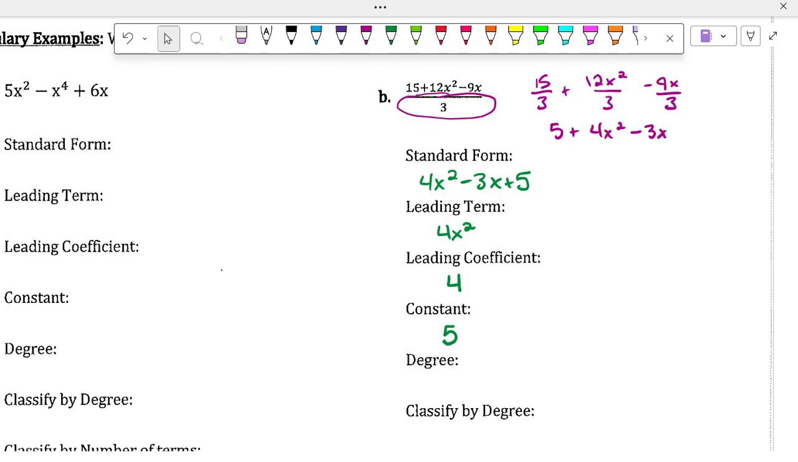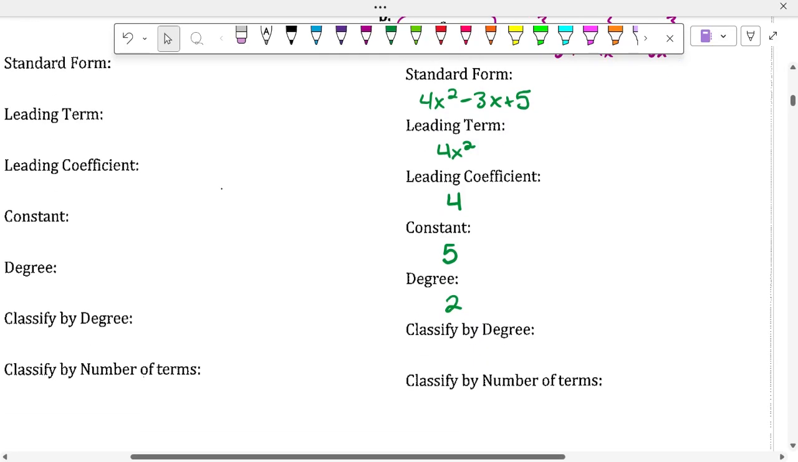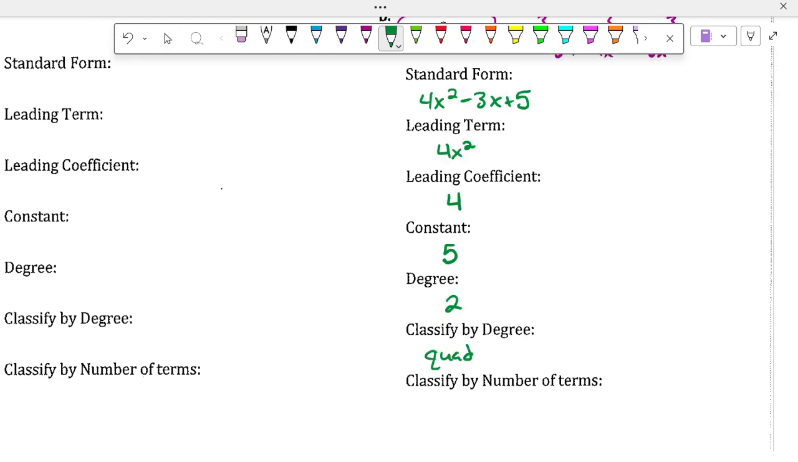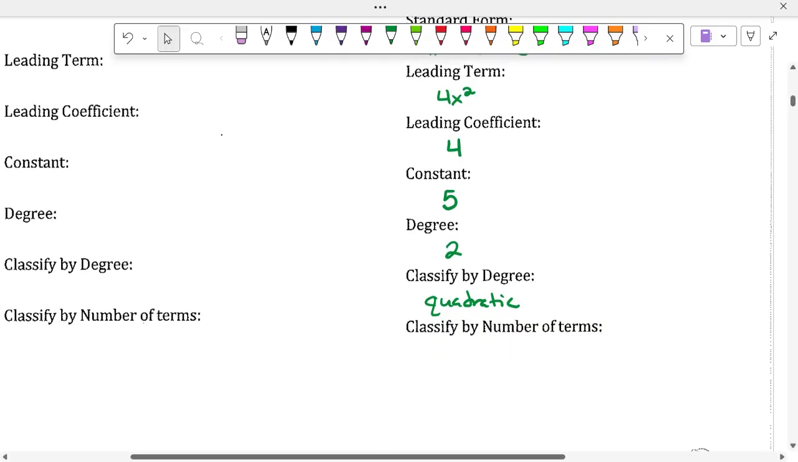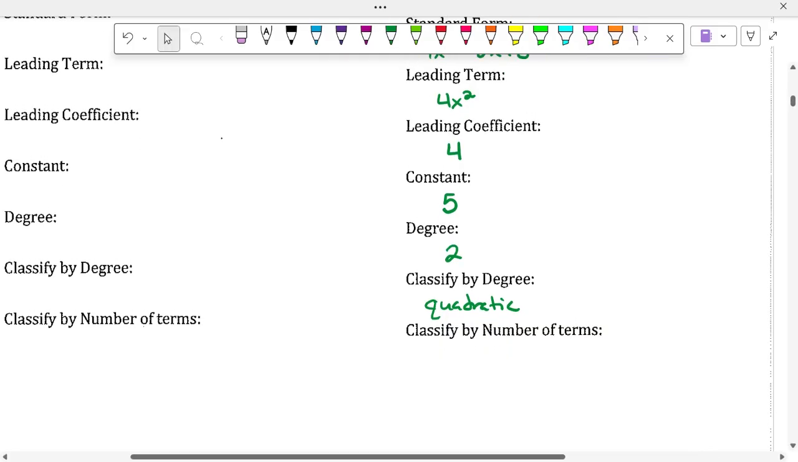So what's my highest exponent? 2. So Eli, pick someone to tell me what it's classified as. It's quadratic. Good. And then lastly, Danny, pick someone to classify by the number of terms, so the type of polynomial it is.